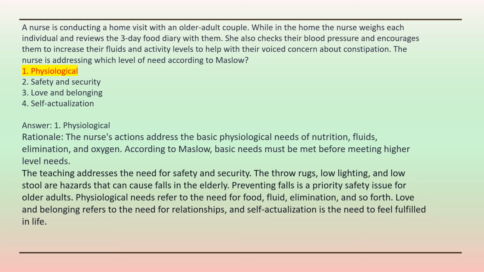Preventing falls is a priority safety issue for older adults. Physiological needs refer to the need for food, fluid, elimination, and so forth. Love and belonging refers to the need for relationships, and self-actualization is the need to feel fulfilled in life.